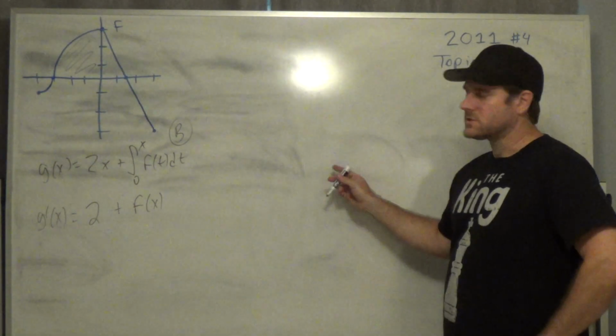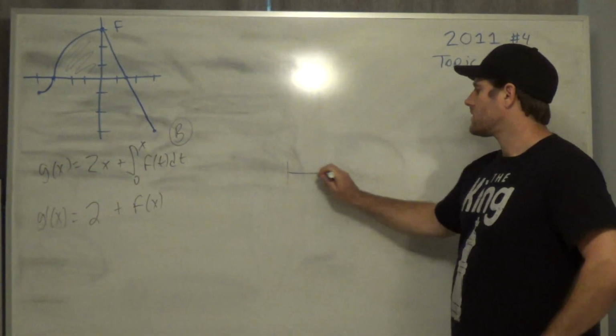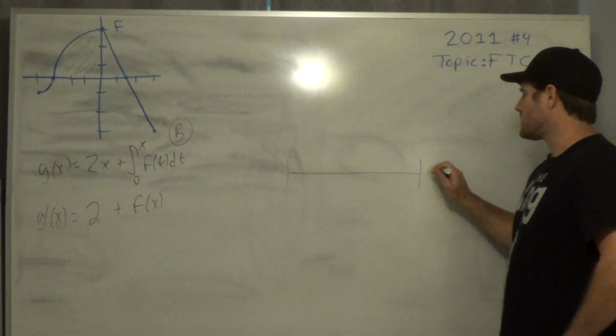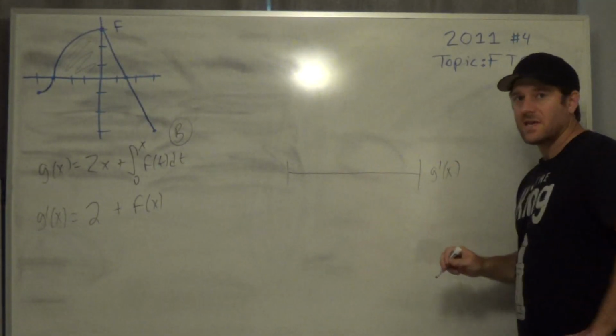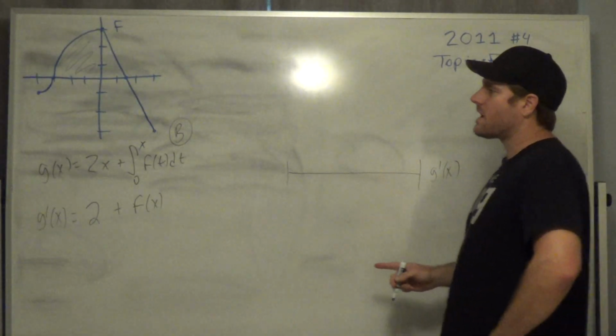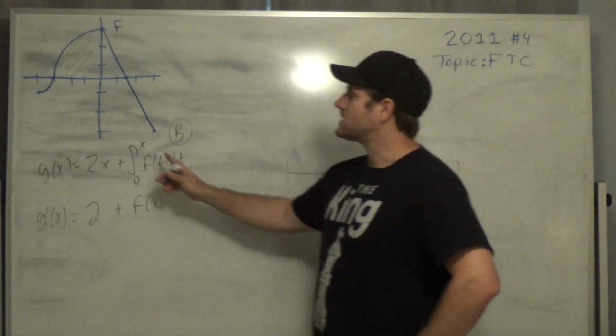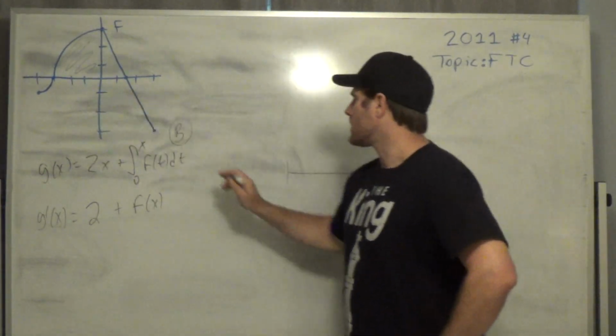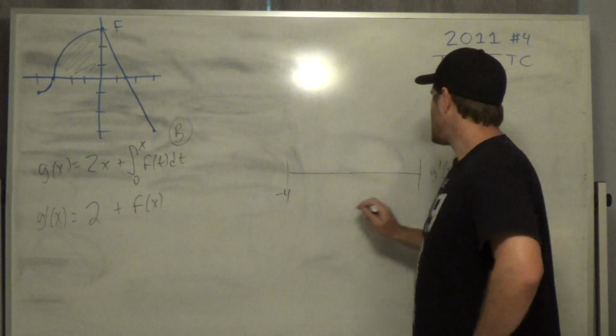But before we do this, let's go ahead and try to make a sign chart of G prime x. Absolute maxes and mins can occur at endpoints. My endpoints here are -4 and 3.